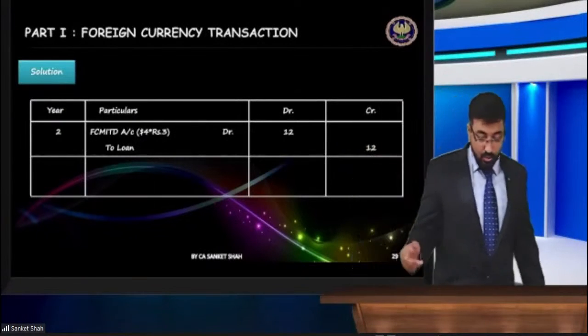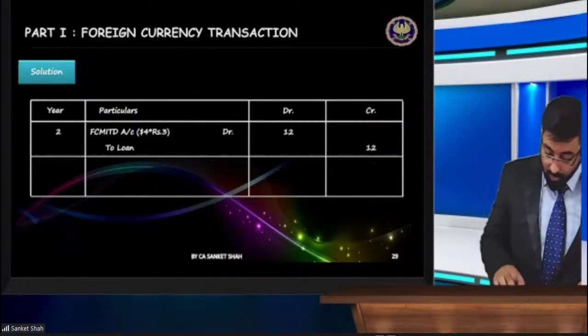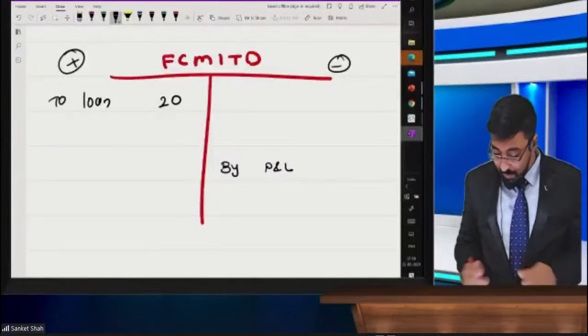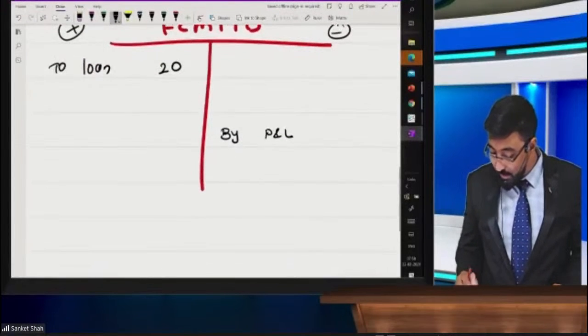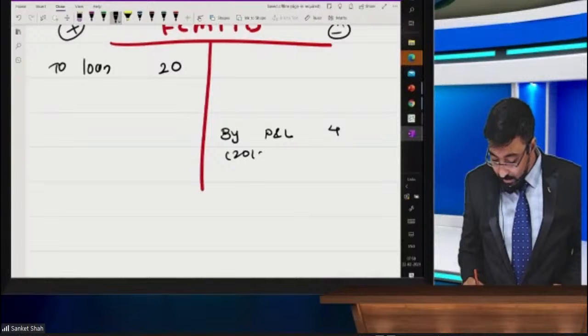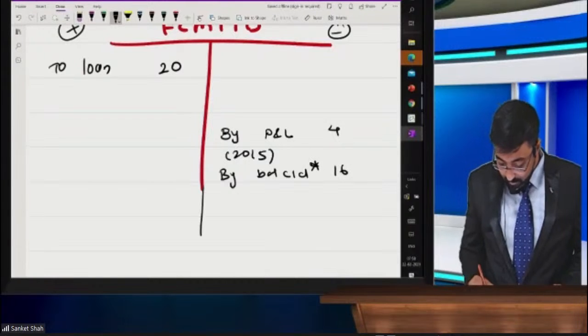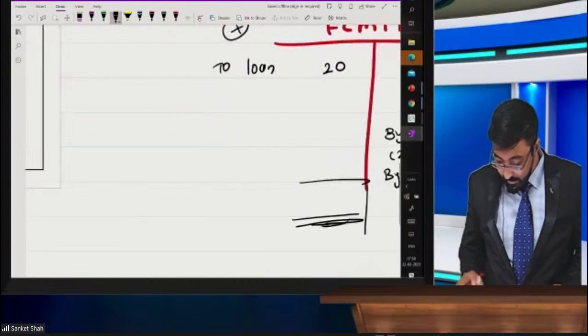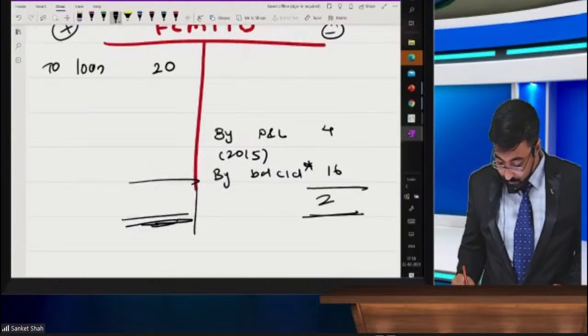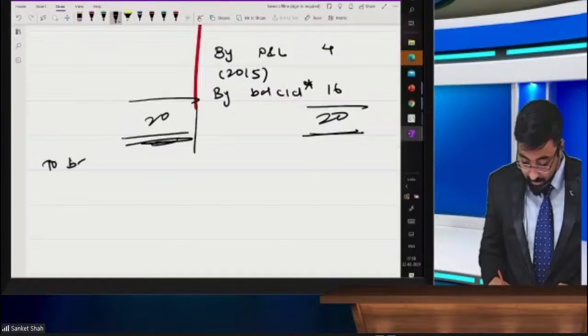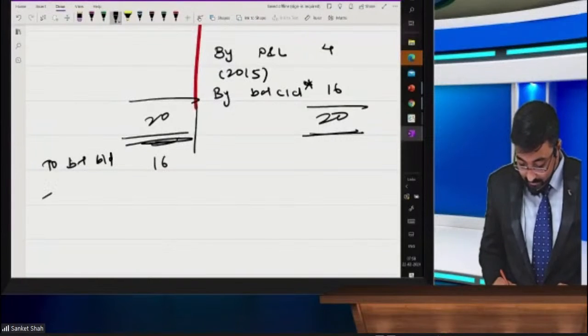Yes, I will tell you what is the amount that will be transferred to profit and loss account. By P&L, in the first year you transferred 20 divided by 4. So what is the balance carried down? You are left with 16. So this is 2020. Then you transferred the balance brought down, you carried it to next year, 16.